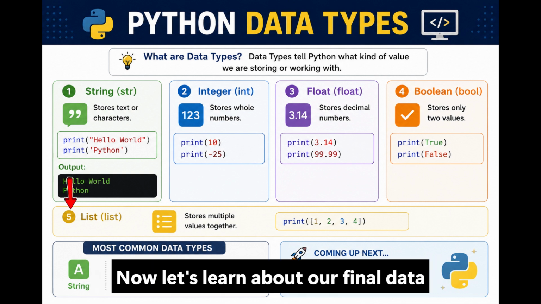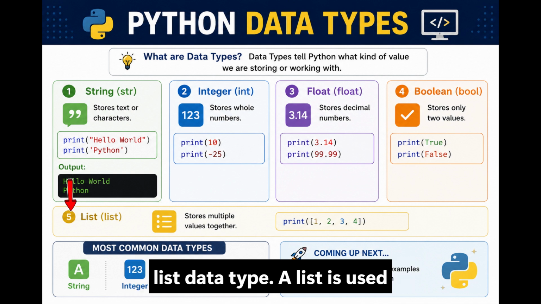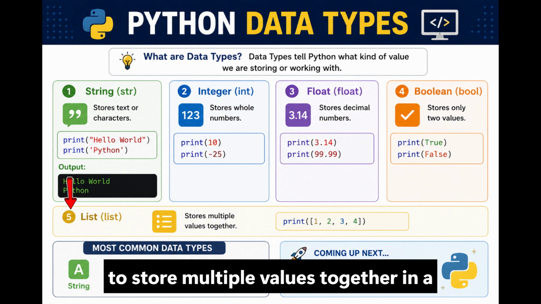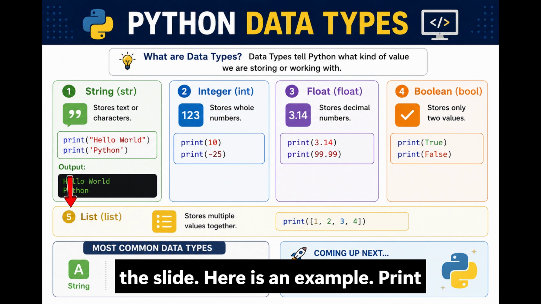Now let's learn about our final data type for this video, which is the list data type. A list is used to store multiple values together in a single place. As you can see on the slide, here is an example. Print 1, 2, 3, 4.